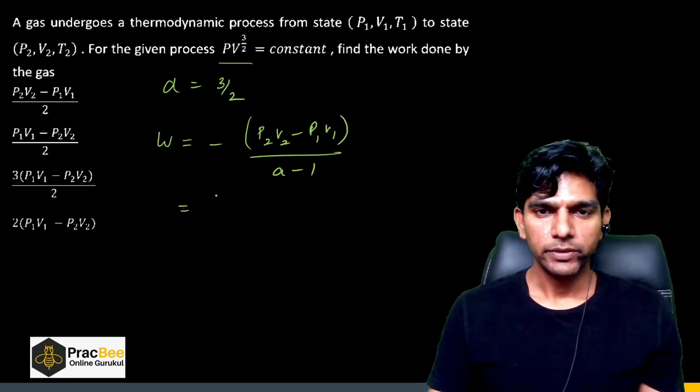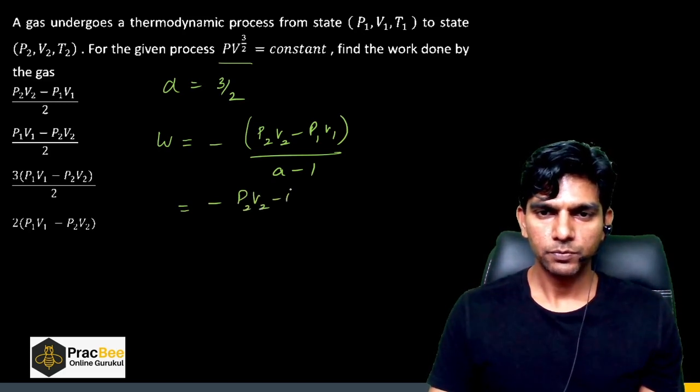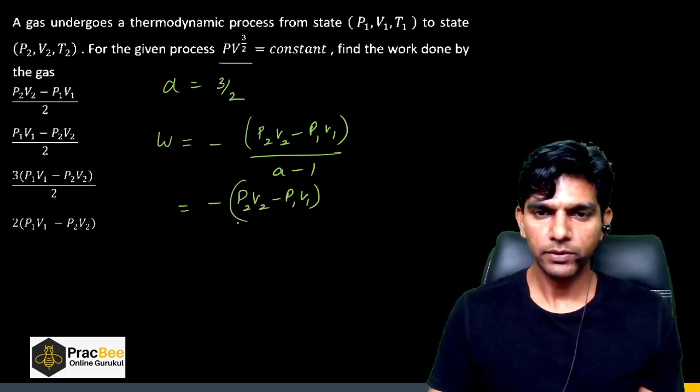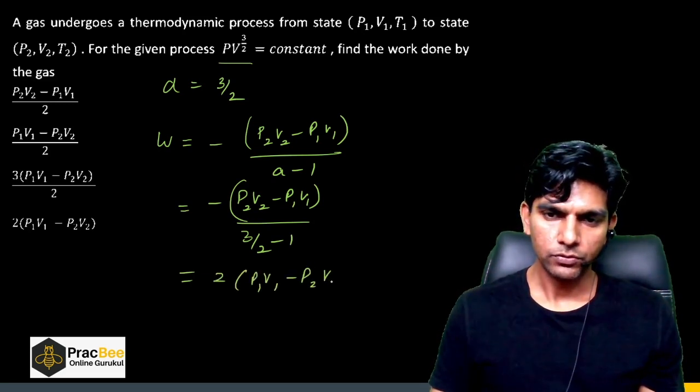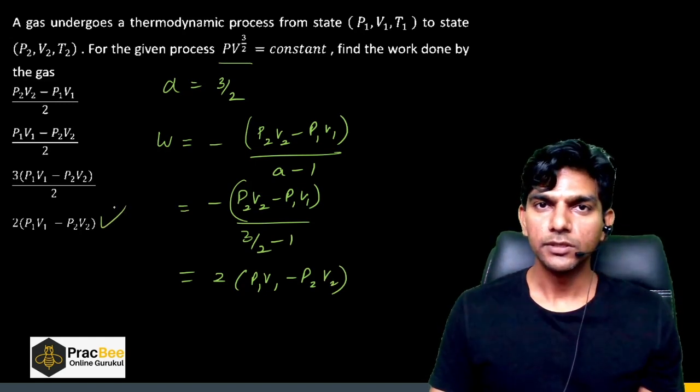Okay, so a is 3 by 2. So we can say it will be minus (P2 V2 minus P1 V1) divided by (3 by 2 minus 1). So this is nothing but 2 times (P1 V1 minus P2 V2). So option 4 is the right answer.